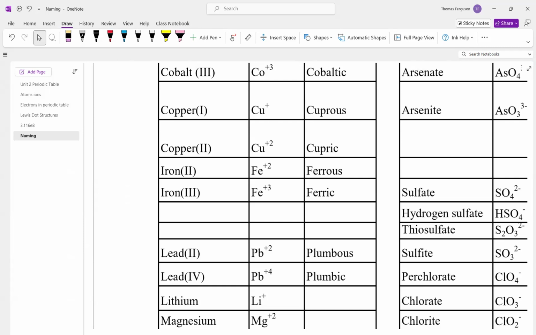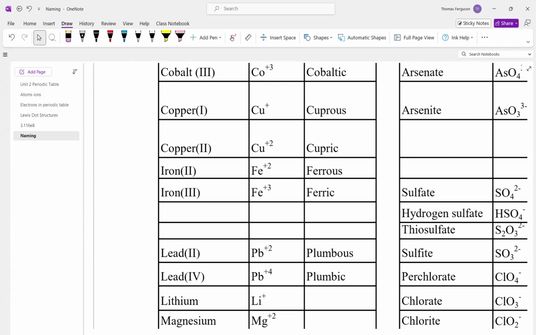But when you go to a store or a feed store to buy something, like fertilizer, they use the old naming system. So you need to be exposed to both. That's why I teach both. Okay, does that make sense?